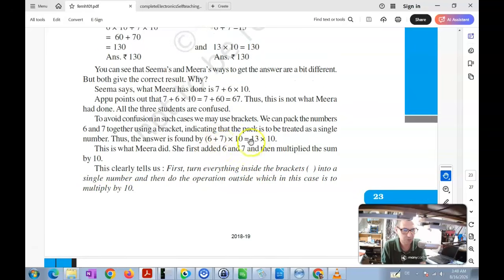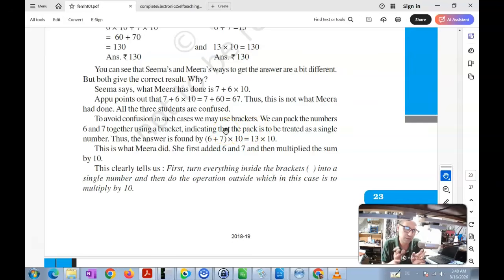So what that means is that whenever you have a bracket in your expression, or one pair of brackets, or even more than one pair of brackets, first you have to take care of each and every bracket.